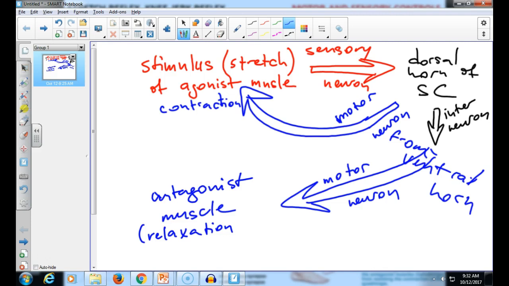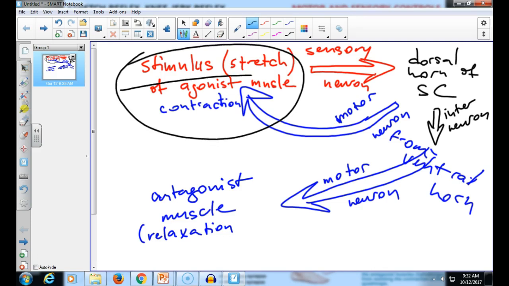Go over this one more time. Do you want to picture it again? Or we can go with the picture that I have in the presentation. The picture's this one or this one? Okay. So what do we start with? Stimulus. It's a stretch, right? Does that make sense? So this stimulus generates what kind of signal? Sensory signal, which goes through sensory neuron to where? Dorsal horn of the spinal cord.